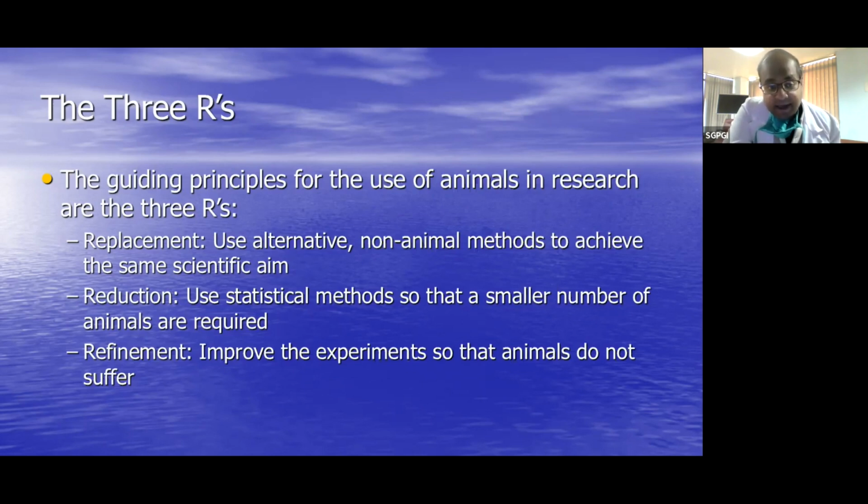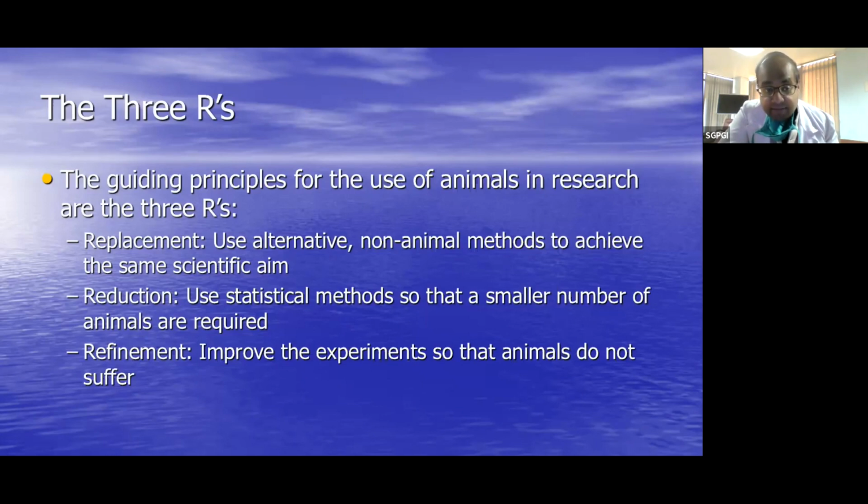If you cannot replace, then at least the focus should be on reduction. You don't have to indiscriminately sacrifice animals. You have to use a good statistical method in which you get enough power in your experiment to produce a meaningful result, and at the same time reduce the number of animals you use. Nowadays the studies have to be statistically proven to justify whether the number of animals you require for your experiment is appropriate or not. So reduction is the second step if replacement cannot be done.